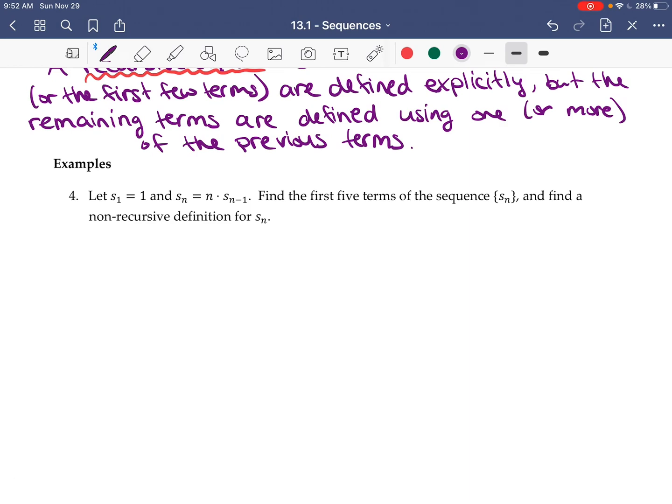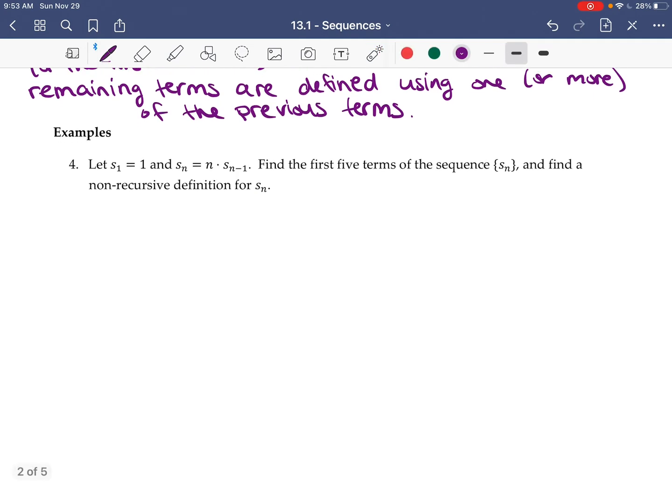So here I have S1 is 1, so they gave me one term explicitly. And then they told me that Sn, so the nth term, is n times Sn minus 1. Okay, and we want the first 5 terms of this sequence, and a non-recursive definition, so a formula. Okay, so let's just write out a few terms.